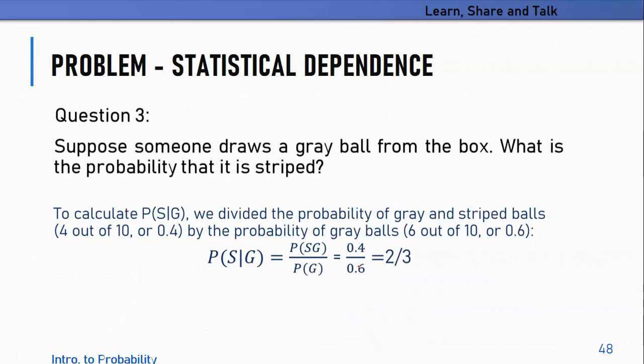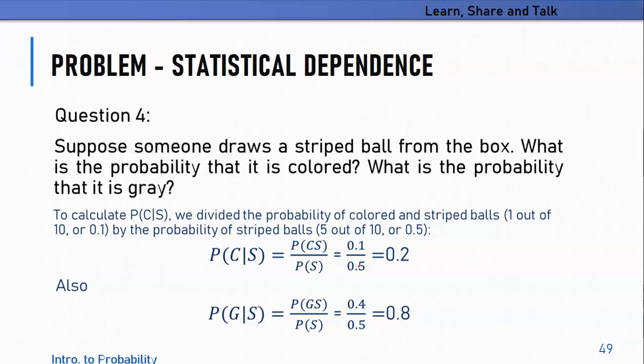And a similar condition moves ahead: what are the chances of getting a gray ball from a box, what is the probability that it is striped. You have drawn a gray ball, now tell me the chances of it being striped, that is 2 by 3 on similar grounds, and so on as well. In this way we can find out the conditional probability.